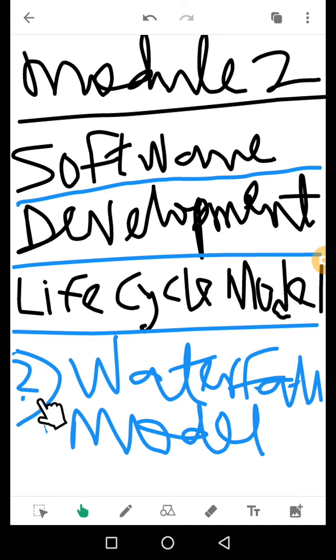So let's have a look at the waterfall model. Number 2, waterfall model. This is the most common life cycle model. It is also referred to as a linear sequential life cycle model. This model is very simple to understand and use. In the waterfall model, each phase must be completed before the next phase can begin.